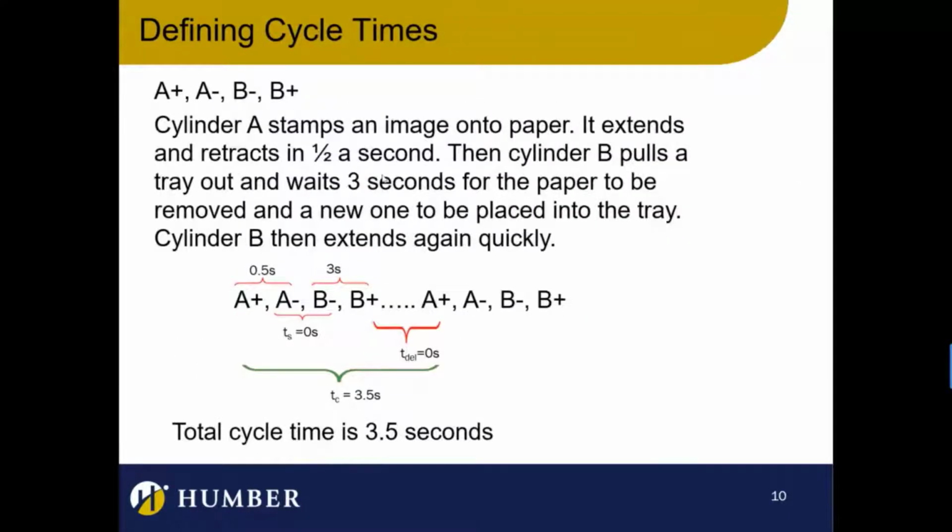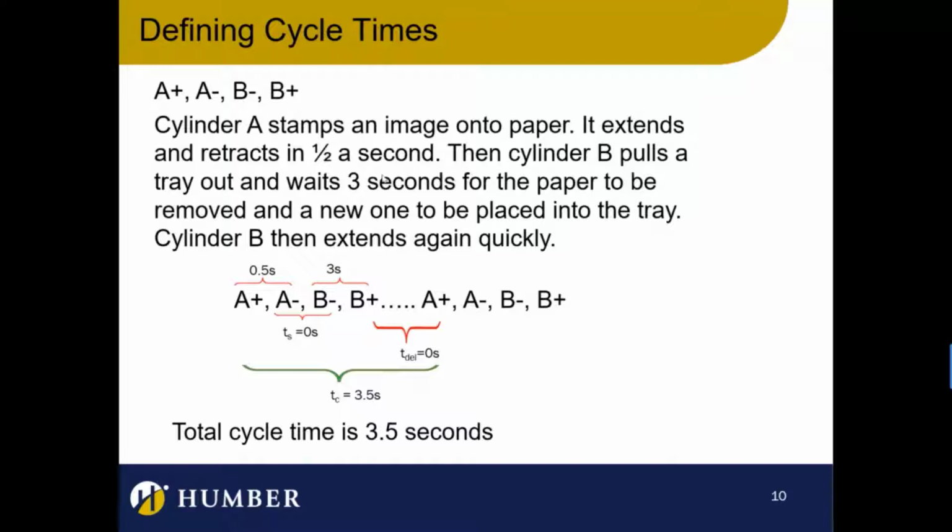Now, we'll take another example here. We have to take these words and turn them into this time chart here. Okay, good. So cylinder A stamps an image onto a piece of paper. It extends and retracts in 1/2 second. So bang, bing, bang, up, down, like smash down, and then back up again. Cylinder B pulls a tray out and waits 3 seconds for the paper to be removed, okay? And then a new piece of paper is placed into the tray.